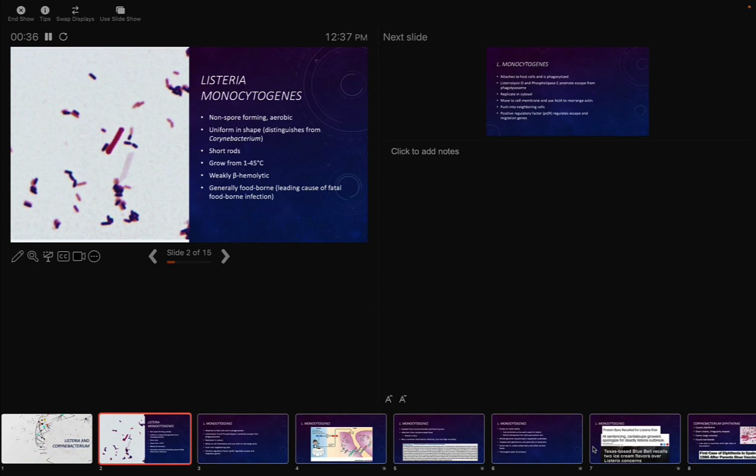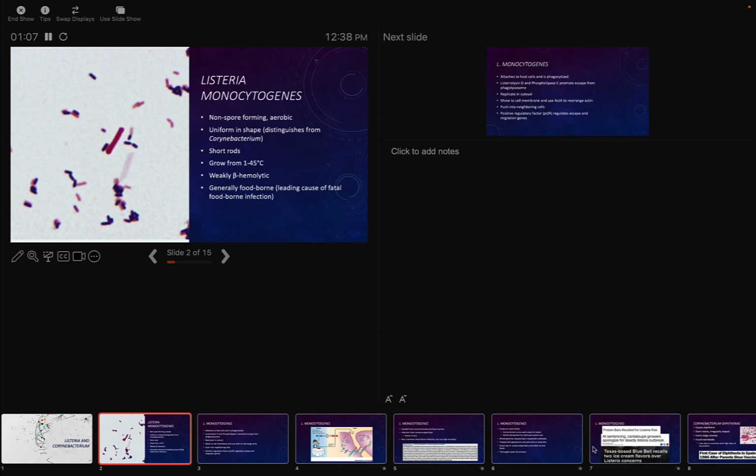They are non-spore forming, so that's one way that you could differentiate them from something like Bacillus. They're all gram-positive, but Bacillus forms spores, Listeria does not. They are uniform in shape, and that is what helps to distinguish them from Corynebacterium, which is the genus we'll talk about after this.